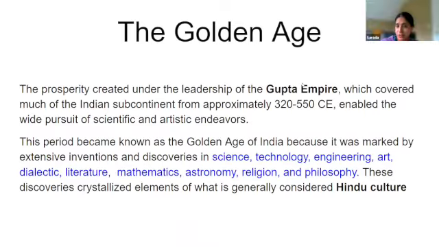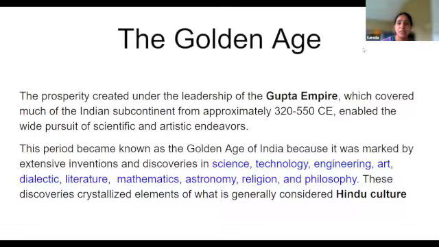So I begin today's presentation with the Golden Age, which dates back to between 320 and 550 CE. It was the Gupta Empire, and I start off with this age because there was a lot of development in terms of discoveries and inventions in science, technology, engineering, language, astronomy, religion, and philosophy. So the Hindu culture that you probably would be familiar with is the foundation at this point in time. We started off having a lot of development in this religion.